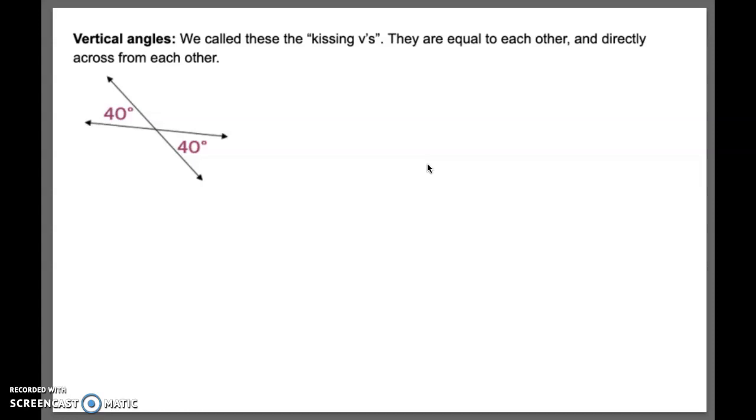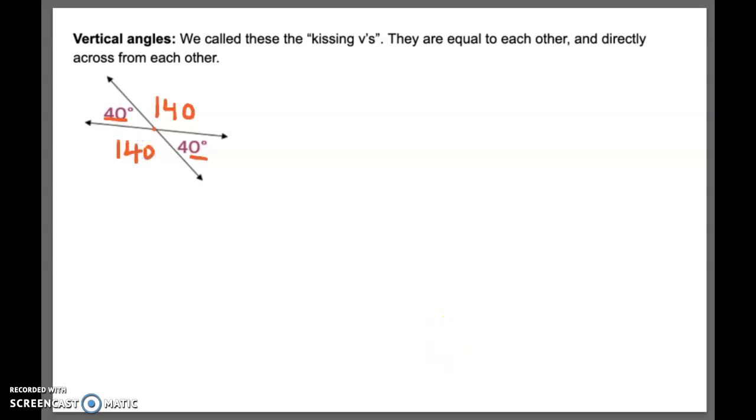So the first type was the vertical angles, and we called these the kissing V's. You remember they are equal to each other. They're directly across from each other. So if this angle is 40 degrees, then they're called the kissing V's because they share that vertex, and the opposite angle is also 40 degrees. Okay, so if this one was 140 degrees, then the one directly across from it that shares the vertex but not a side, that one would also be 140 degrees. So those are vertical angles.